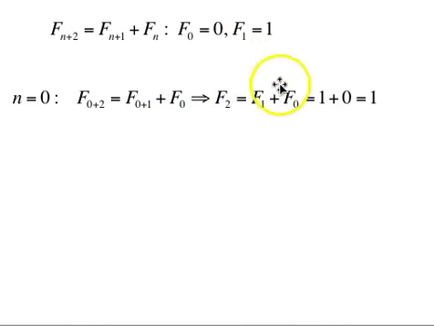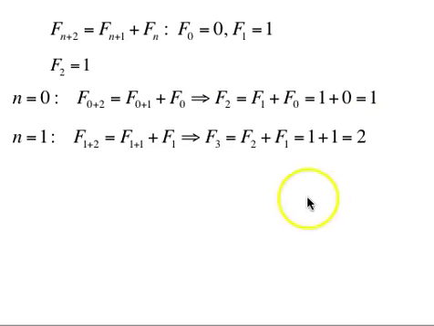So f sub 2 is f sub 1 plus f sub 0. F sub 1 is 1. F sub 0 is 0. 1 plus 0 is 1. That is our f sub 2. So we know f sub 2 is 1. To get f sub 3, I need n to equal 1. f1 plus 2, f3 is f2 plus f1. f2 is 1. f1 is 1. 1 plus 1 is 2. So we have f sub 3 is 2. Notice it's the 2 previous. 1 plus 1 gives us 2.